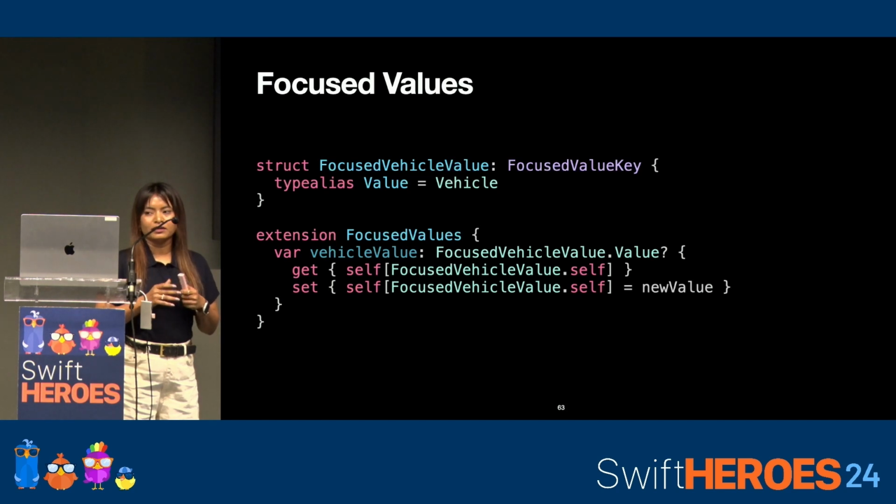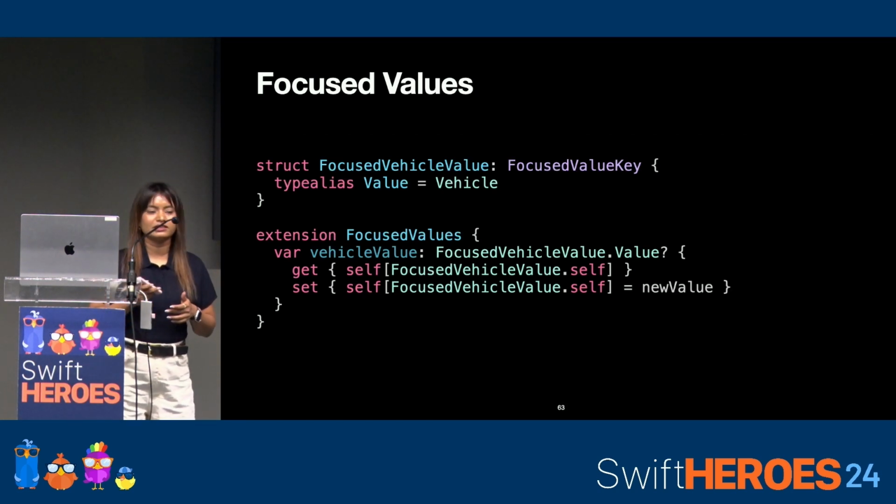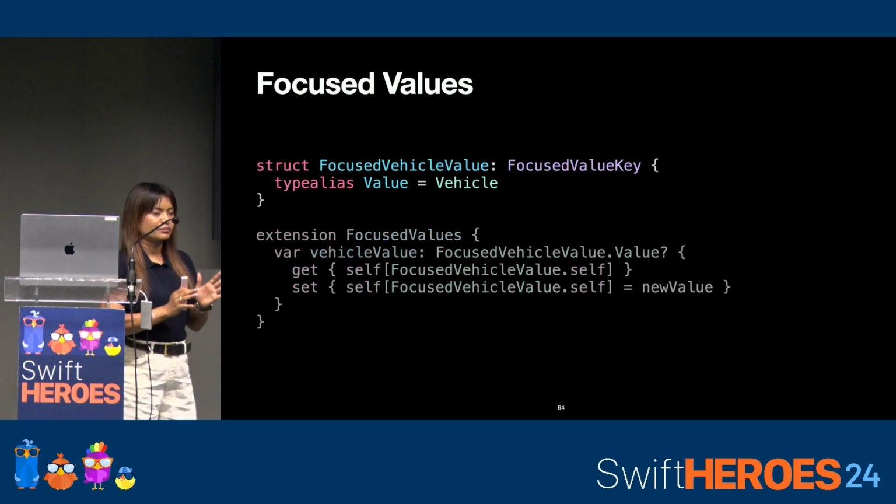So yeah, creating and using focused values is very similar to custom environment objects if you've done that in SwiftUI before. But if you haven't, it's not that complicated. It's mostly all boilerplate code. So let's look at it step by step. First thing you're going to do is implement the FocusedValueKey protocol, and you're going to define a key path. And the main intent is to define the type. The type is, of course, vehicle, so straightforward.